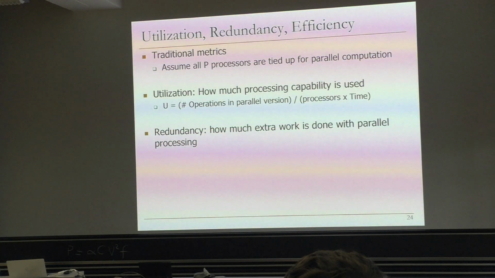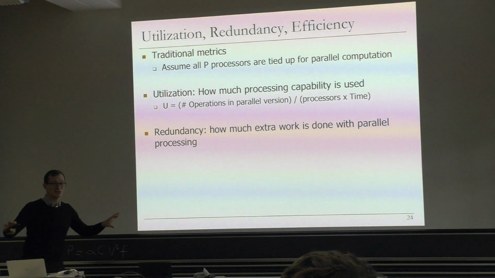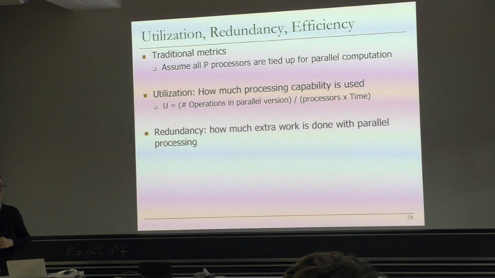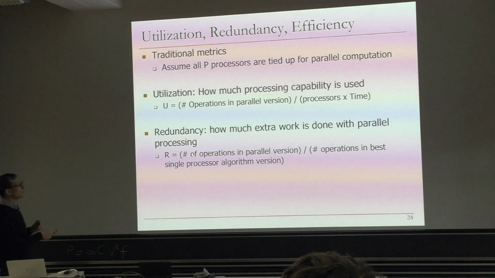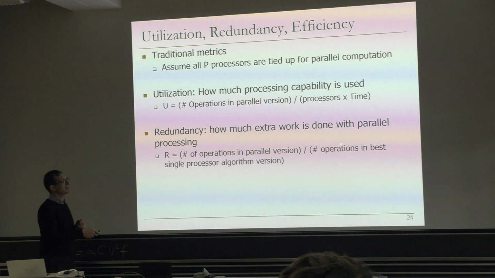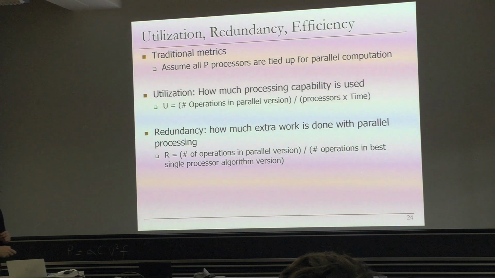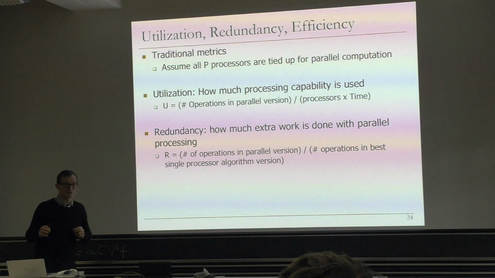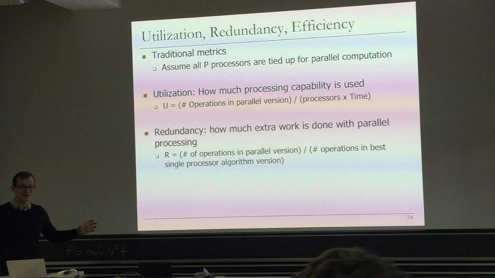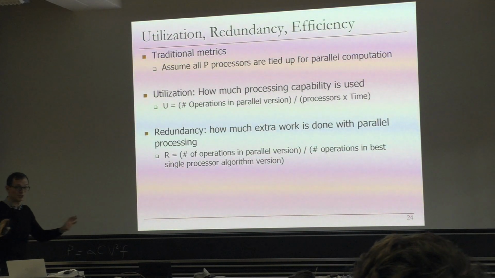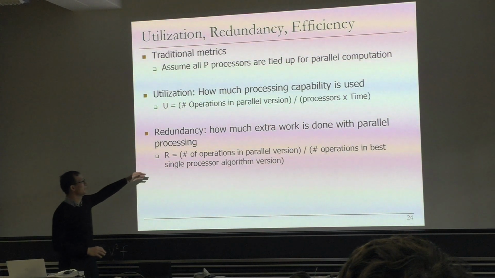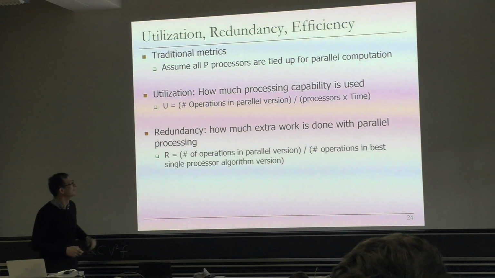This is actually interesting because whenever you want to do parallel processing, you actually are doing extra work. So what does this mean? Basically, this is the number of operations in the parallel version divided by the number of operations in the best single processor algorithm version. And in the parallel version, you actually are doing extra work because you may need to, for example, replicate the data. You may need to do more communication. If you keep adding those, actually your redundancy increases and increases.